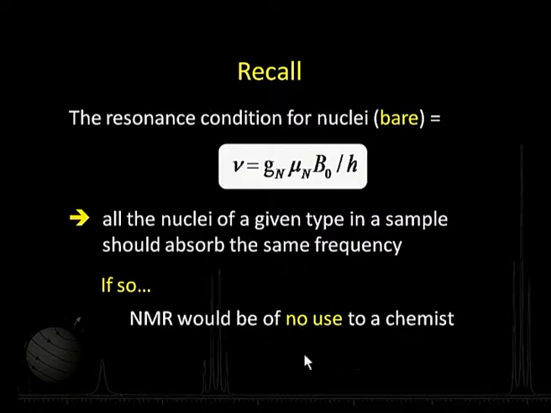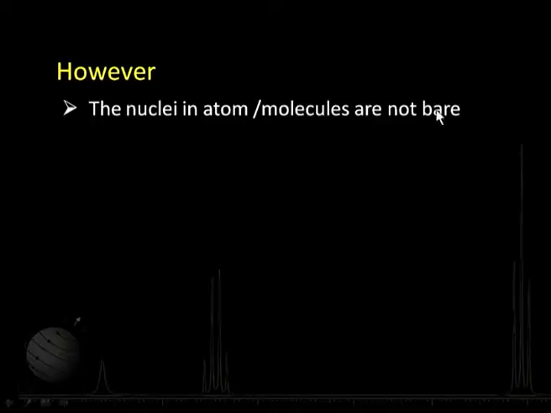If that be so, then NMR is of no use to a chemist, because if all protons in a molecule of, say, ethanol come at the same position, I can't make any sense out of it. However, in any molecule you take, we never deal with nuclei which are bare. We do not deal with protons per se, we deal with hydrogen atoms or hydrogen atoms in molecules. I am referring only to proton NMR.